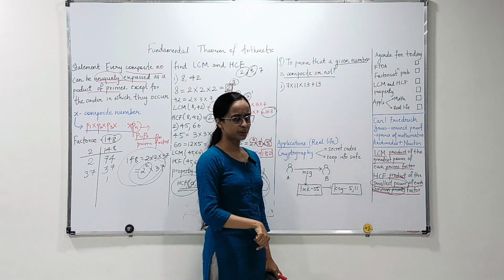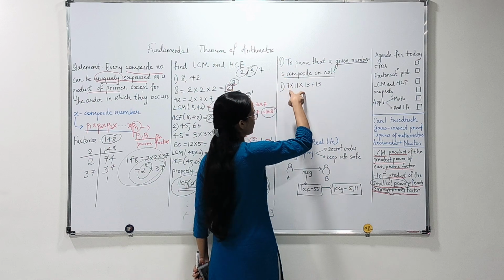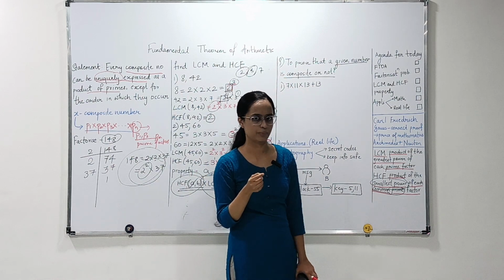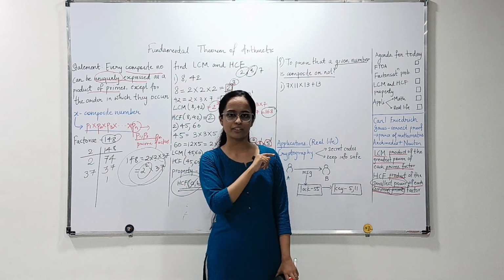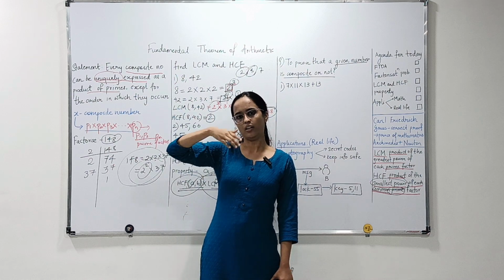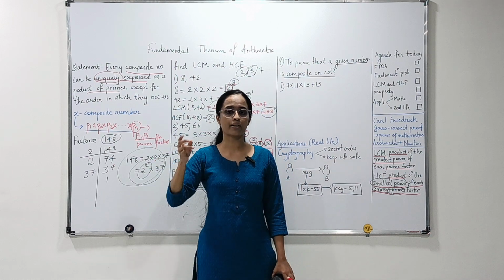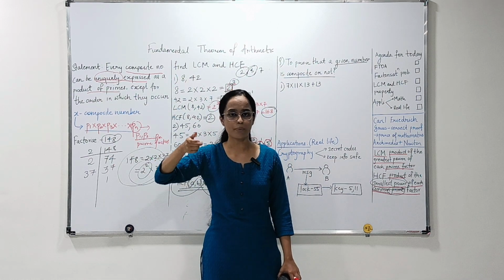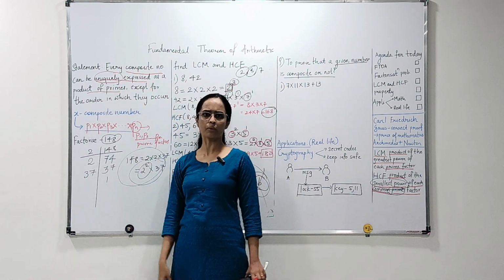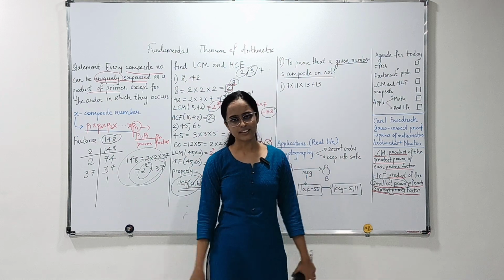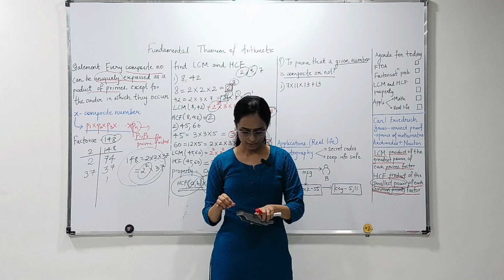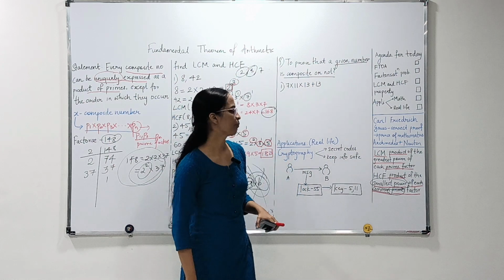So if we show that this number can be expressed as a product of primes, then can I say that this number is composite? Yes, of course. Why not? Because if we are able to express the number as a product of primes, about whom is this property true? This property is true, of course, about composite numbers. So then we can easily conclude that the given number is a composite number.